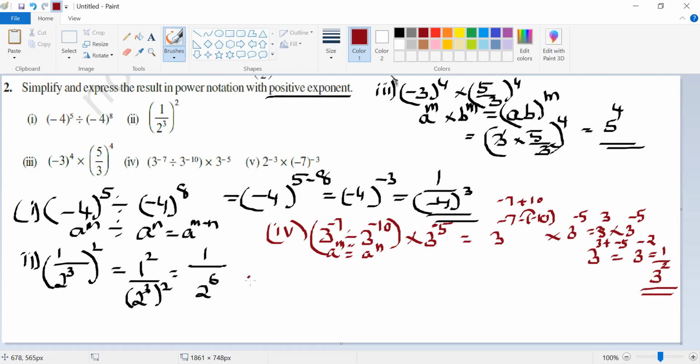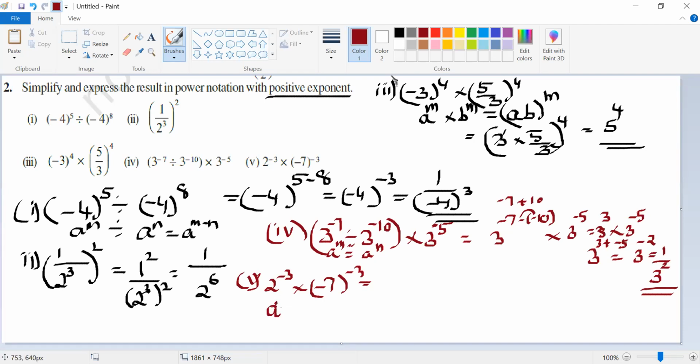Now the fifth one, 2 raised to minus 3 into minus 7 raised to minus 3. So for 2 raised to minus 3, you can do it in two methods. Either you separate 2 raised to minus 3 as 1 by 2 raised to 3, and minus 7 raised to minus 3 as 1 by minus 7 raised to 3. But more easy is, the powers are equal here.